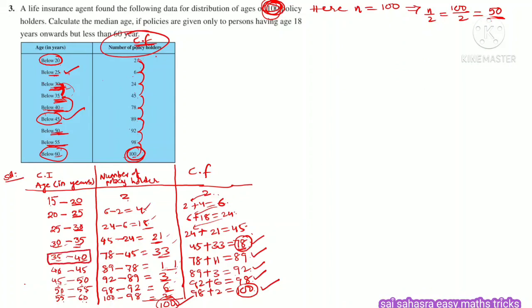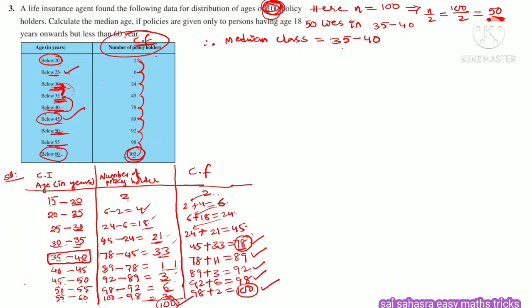That means this 50 lies in which class? 35 to 40. Therefore, the median class is declared now. So what is the median class? Median class is equal to 35 to 40. So the median class is declared.